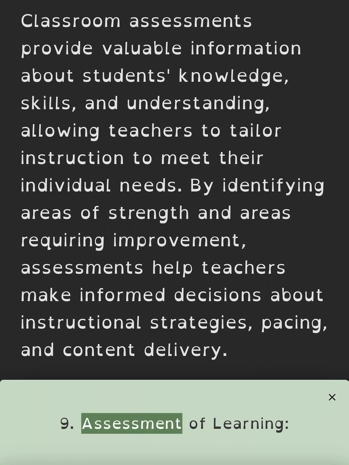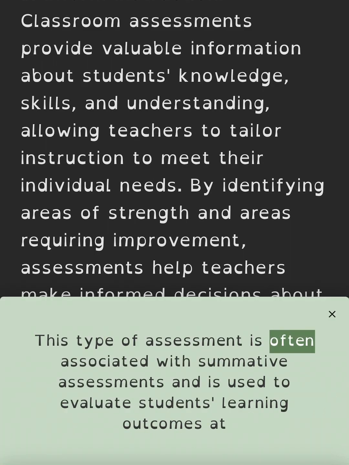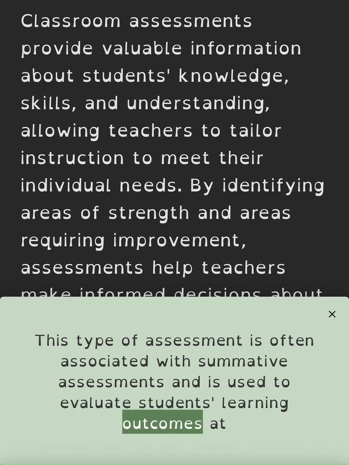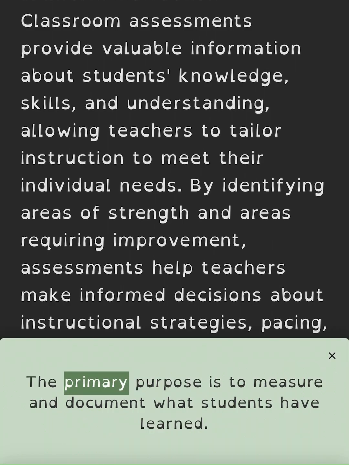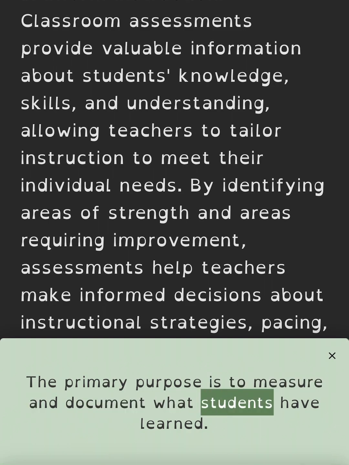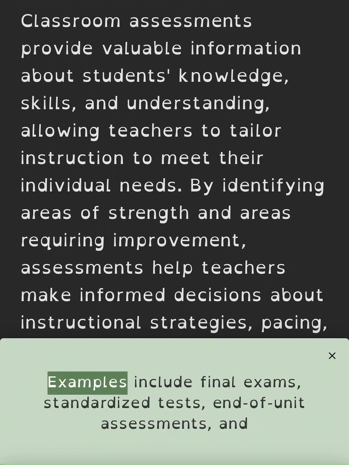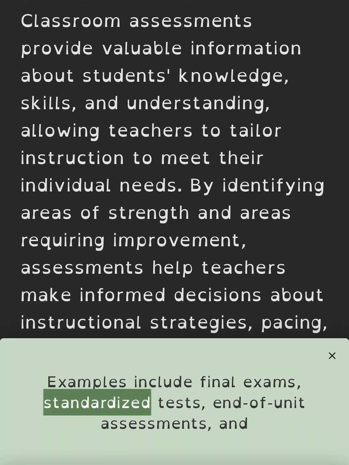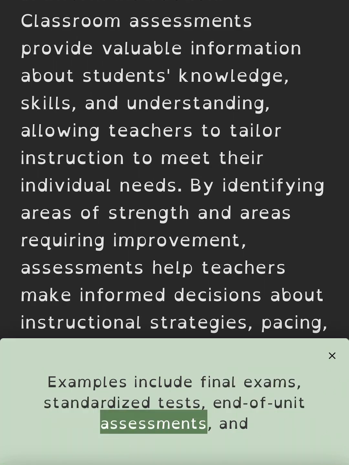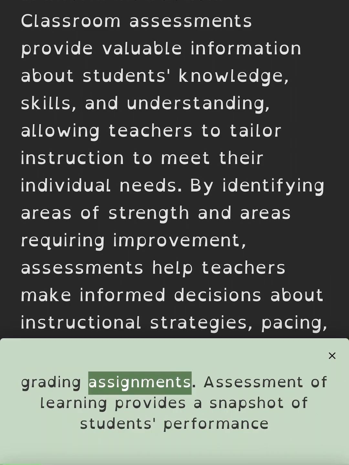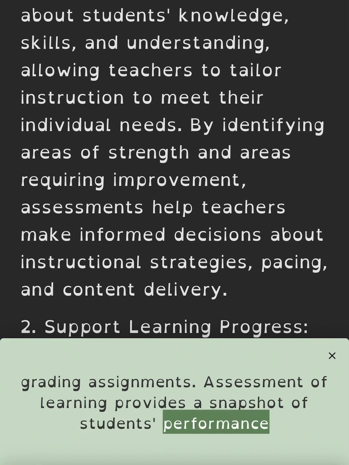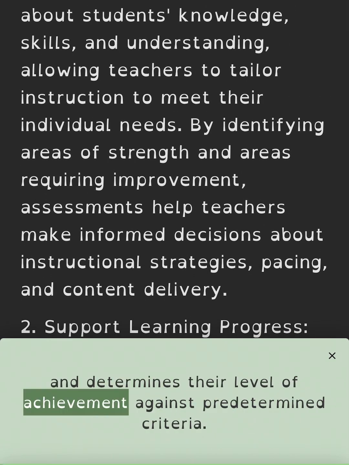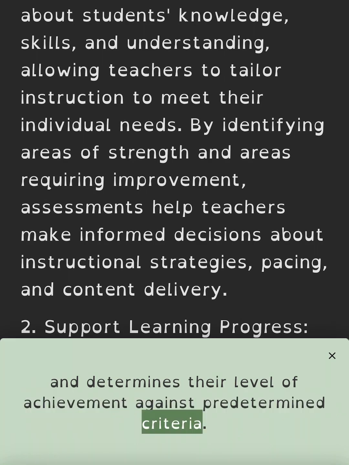9. Assessment of learning. This type of assessment is often associated with summative assessments and is used to evaluate students' learning outcomes at the end of a unit, course, or academic period. The primary purpose is to measure and document what students have learned. Examples include final exams, standardized tests, end-of-unit assessments, and grading assignments. Assessment of learning provides a snapshot of students' performance and determines their level of achievement against predetermined criteria.